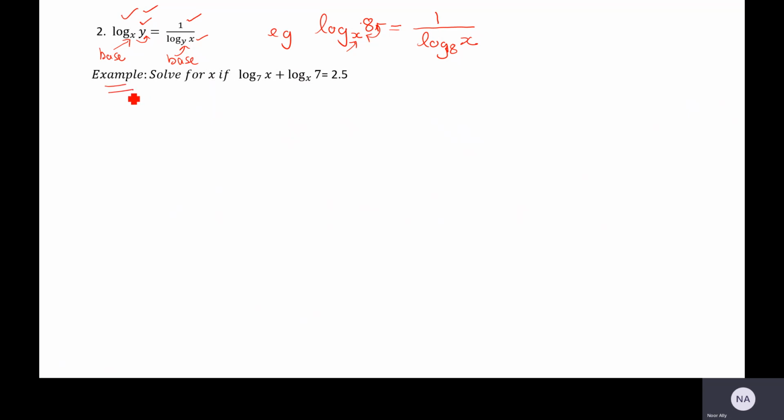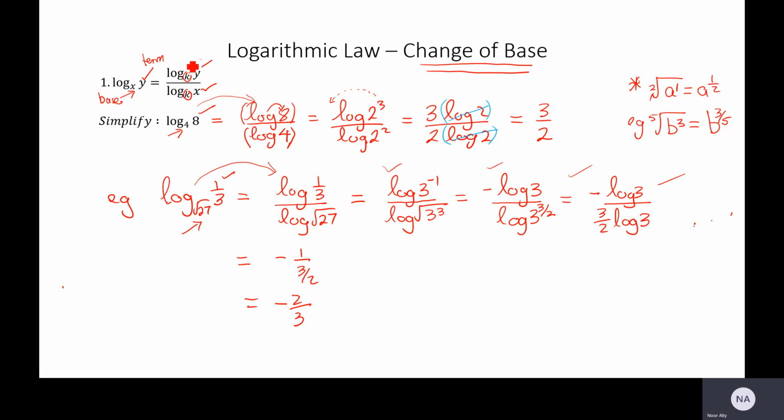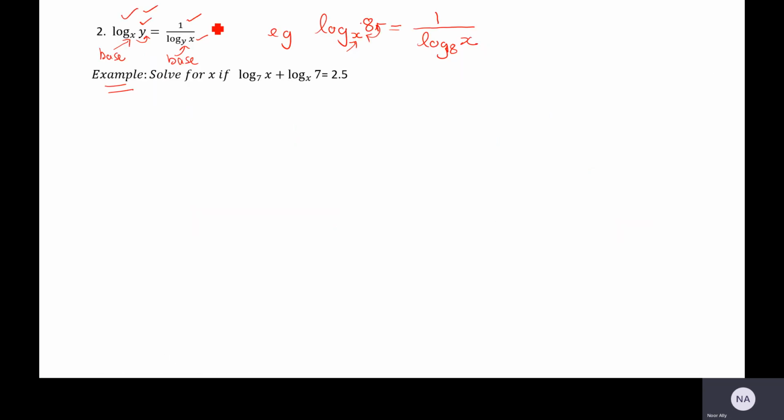So let's look at an example. Solve for x if log of x to the base 7 plus the log of 7 to the base x is equal to 2.5. Just before I start, you could also use the change of base law. But then you start getting fractions over fractions, and it makes it a bit more complicated. It may be more convenient to use this version.